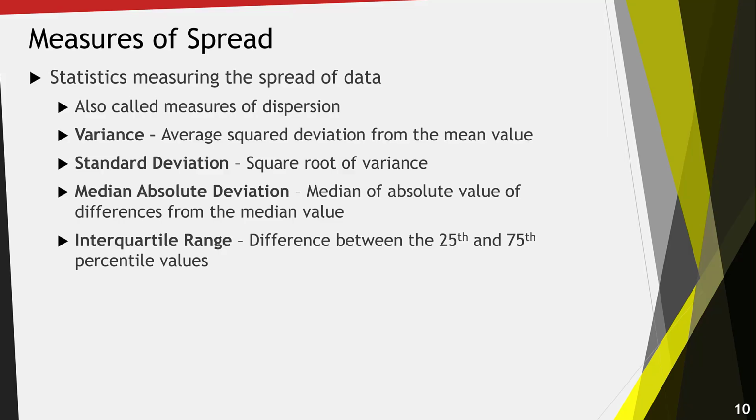These could also be called measures of dispersion. They measure how spread out the values in your data are. These include variance, which is the average squared deviation of a value from the mean value in your data set. The standard deviation, which is just the square root of variance. The median absolute deviation, which is the median absolute value of differences from the median value in your data. And the interquartile range, which is the difference between the 25th and the 75th percentile values of a given variable.